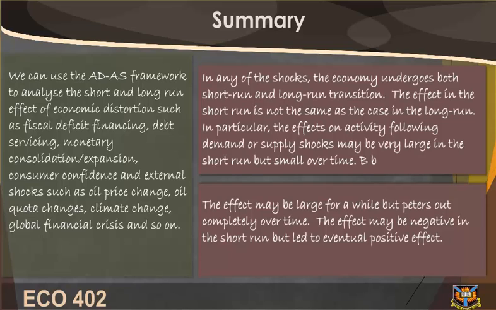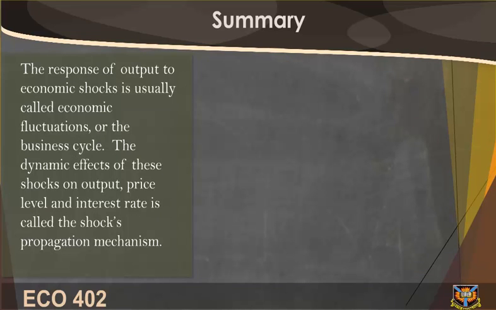In any of the shocks, the economy undergoes both short-run and long-run transition. The effect in the short run is not the same as in the long run. In particular, the effect on activity following demand or supply shocks may be very large in the short run but small over time. The effect may be large for a while but peter out completely over time. The effect may be negative in the short run but lead to an eventual positive effect. The response of output to economic shocks is usually called economic fluctuations or the business cycle. The dynamic effect of these shocks on output, price level, and interest rate is called the shock propagation mechanism.